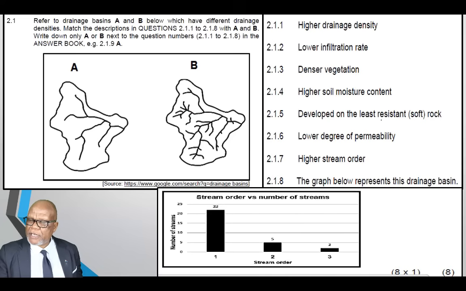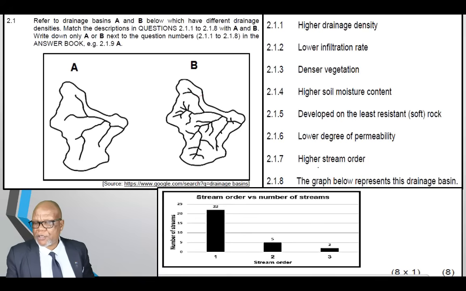Developed on the least resistant rock. A is least resistant, which means the rock is soft. So there's going to be more infiltration and less runoff. Lower degree of permeability: this area is less permeable, and therefore there is high runoff and less infiltration.